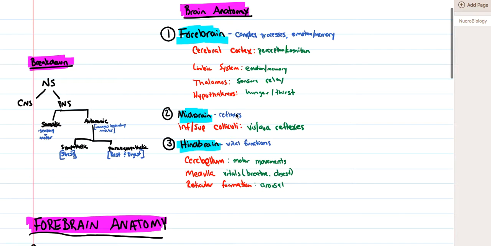The midbrain is reflexes, inferior and superior colliculi. So if you hear a loud noise, your reflexes are going to go there. The hindbrain has a lot of vital functions. The cerebellum is motor movements, and alcohol will directly act on the cerebellum. This is why when people get drunk, they can't walk properly. The medulla will control vitals of breathing and digesting, and the reticular formation is for arousal.